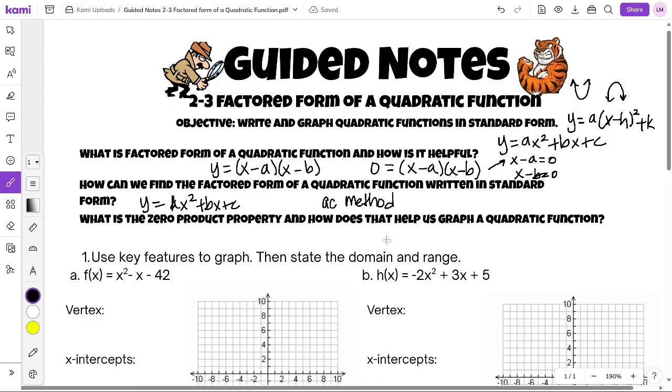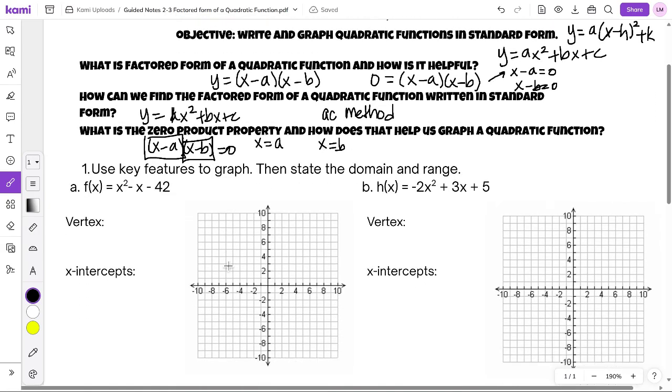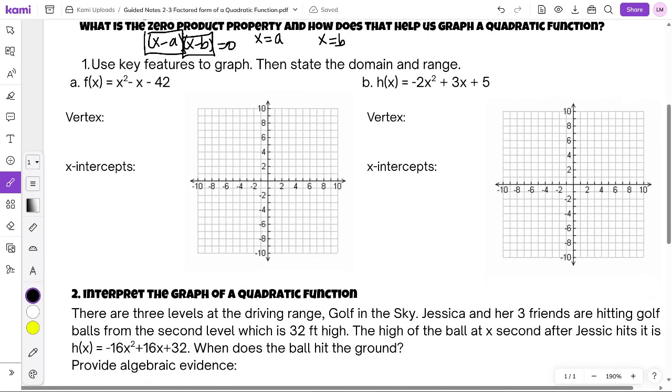All right, so again, the zero product property says if I have factors, and you can have more than 2 factors, but right now we're only dealing with 2 factors, and they're equal to 0, that either the first factor is equal to 0, so either x equals a or x equals b when I set both of these equal to 0. So numbers that make each factor 0 are solutions to the equation. All right, so let's look at number 1. We're going to use the key features to graph the quadratics, and we're going to state the domain and range.